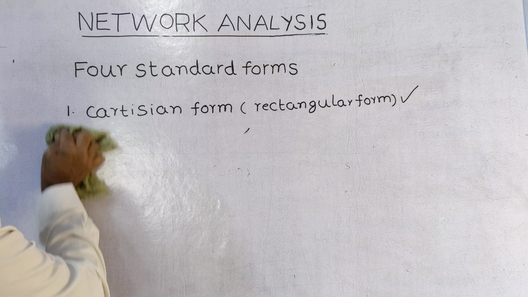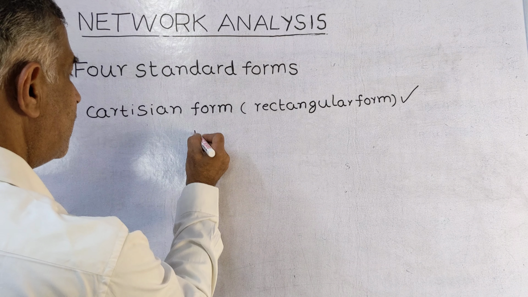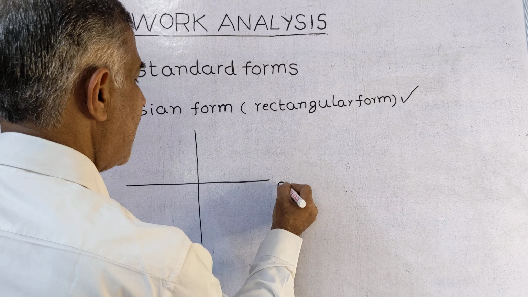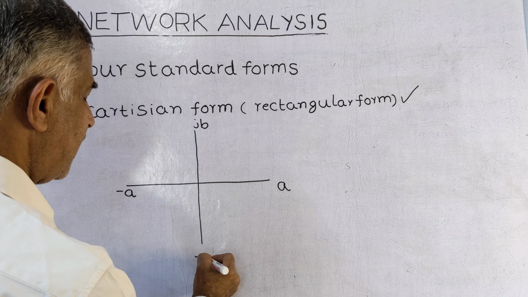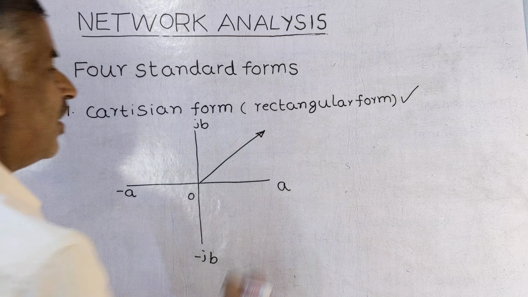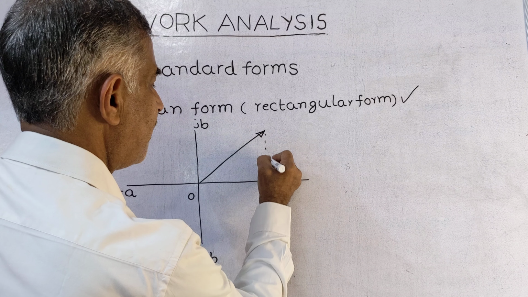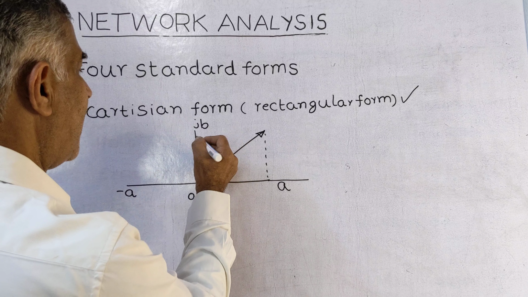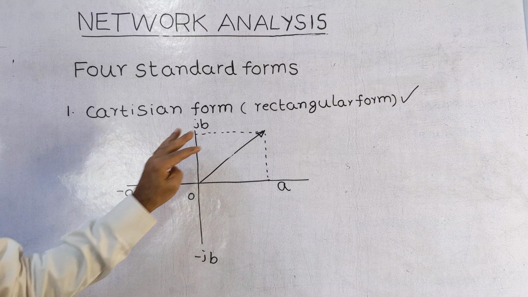Now in Cartesian form, as you know, you have divided the plane into four quadrants, and this is A, this is jB, this is minus A, this is minus jB. If the phasor is positioned like this, this is what is called the horizontal component or the component on the real axis, and this is the component on the imaginary axis.